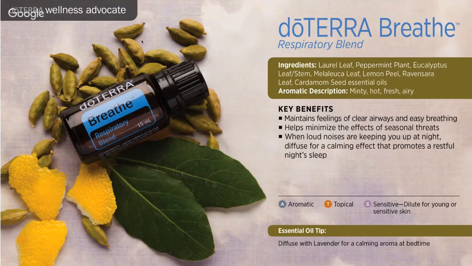You can use this two different ways. You can put it in your diffuser that comes in the Home Essentials kit or the Natural Solutions kit, and you can just breathe it in the air. You can also take it in your hands, add a drop, rub your hands together and smell it directly out of your hands really deeply, and you'll feel it opening your sinuses. And you can also use it topically, by rubbing it directly on your chest or your back with a little coconut oil to help open up your airways and to promote the clear breathing.